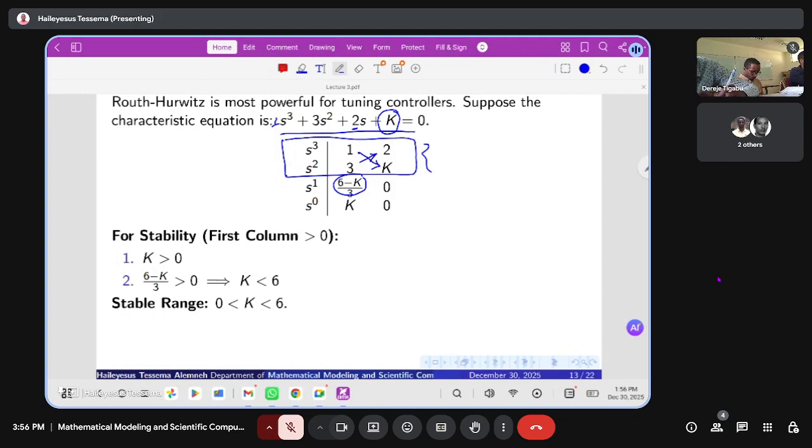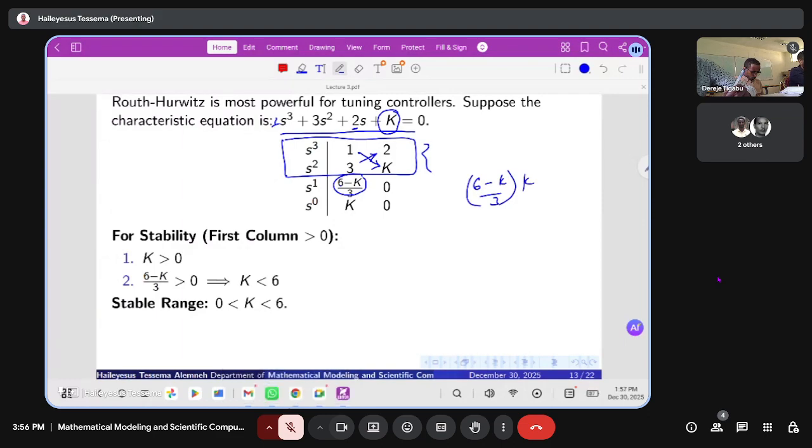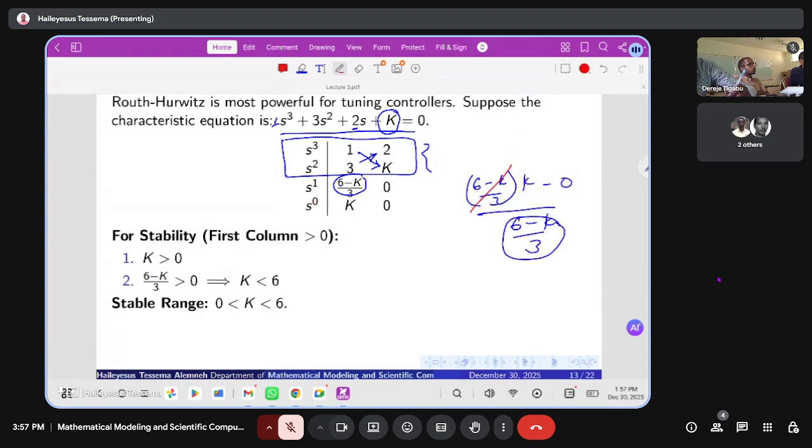The next one: taking this (6 minus k) over 3 as a pivot, it is (6 minus k) over 3 times k, minus 0, over (6 minus k) over 3. Is that not? So 6 minus k and 6 minus k cancel each other. So what's left is k.